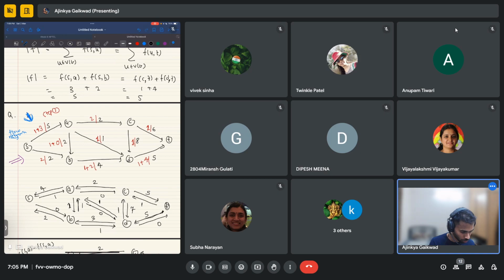because your capacity is 0, but you can go from D to C and C to T. Let me think. Can you increase the flow here actually? So if you make it 5, you can make 2, make it 4, you can make 2. Oh, you can even increase the flow. See, so this is the idea.